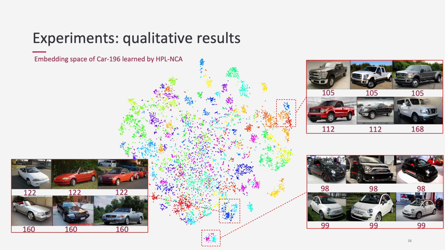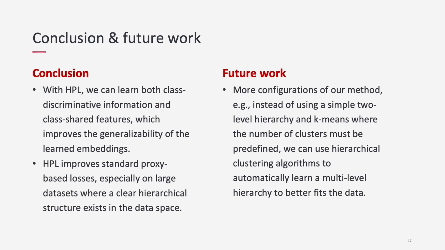So as a summary, we showed that our hierarchical proxy loss improves the standard proxy-based losses by leveraging the class-shared information and the implicit data hierarchy. This helps the generalization to unseen classes. In this work, we only experimented with a simple two-level hierarchical structure. In the future, we plan to explore more sophisticated configurations of our method.